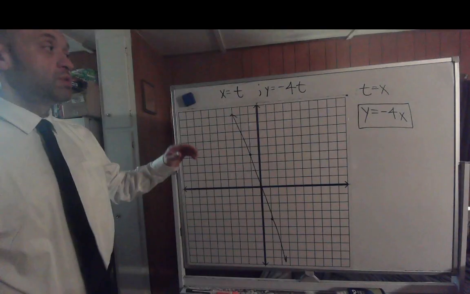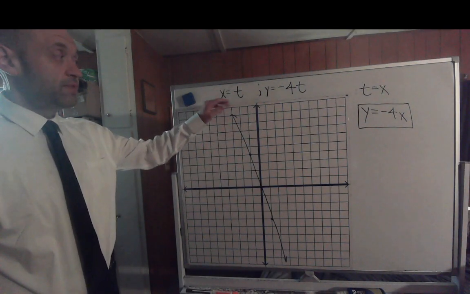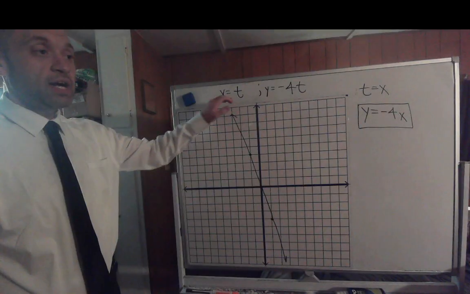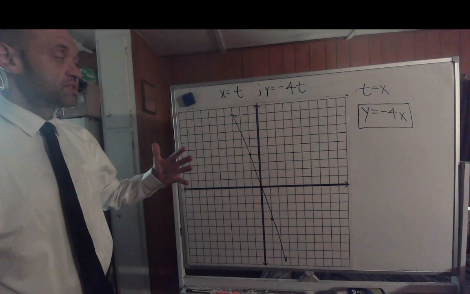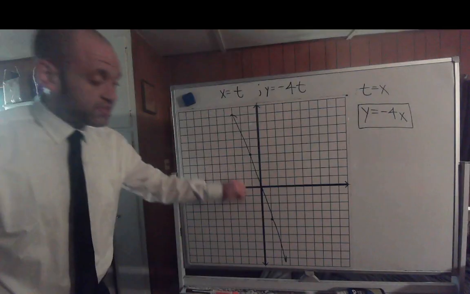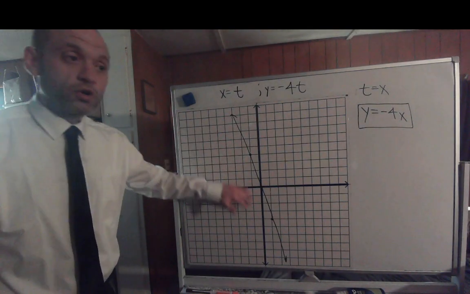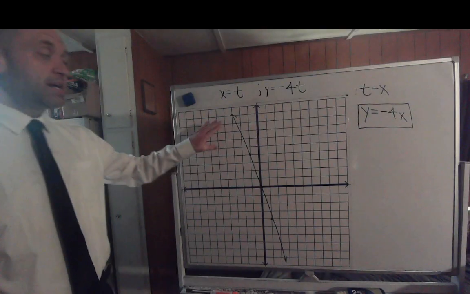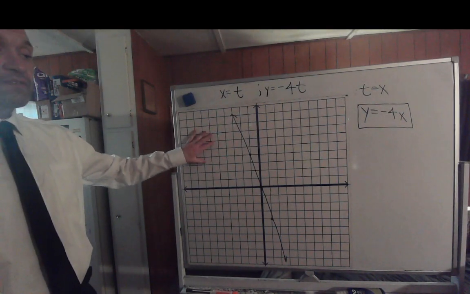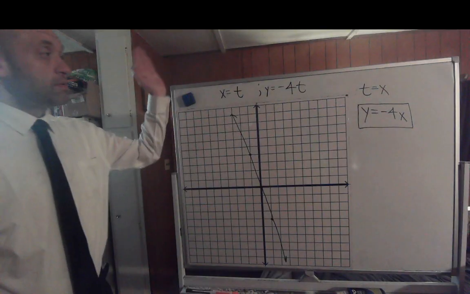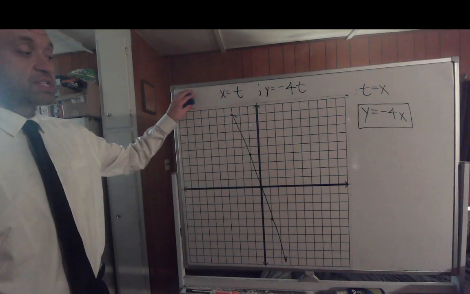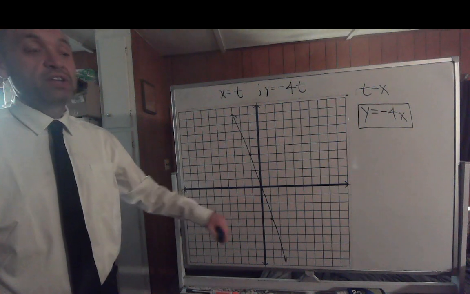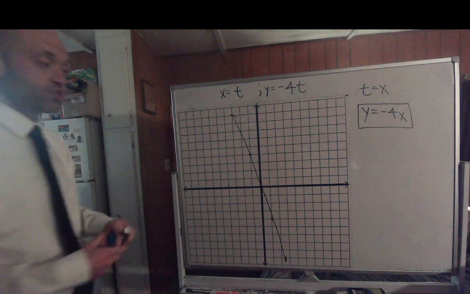Now had you set up a table of values for t, x, and y, you would have arrived at the exact same thing. It's just a longer way to get there. My suggestion is when you're graphing these, eliminate that parameter first, and then you can have a nice simple rectangular equation to work with.